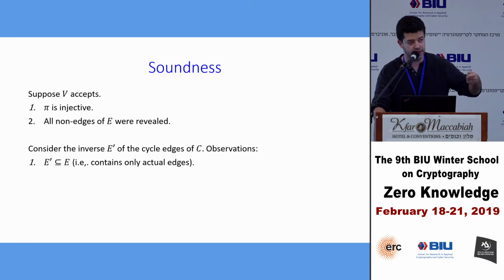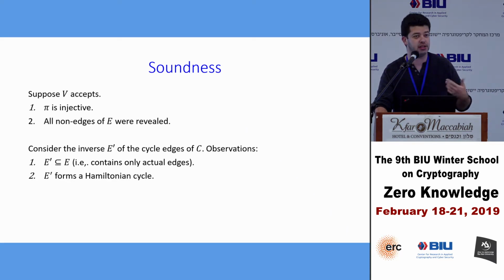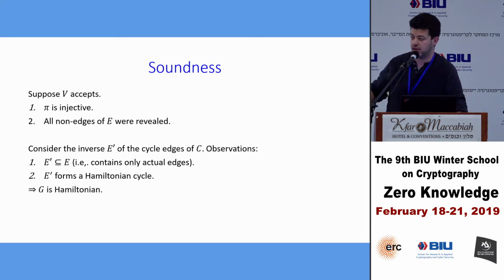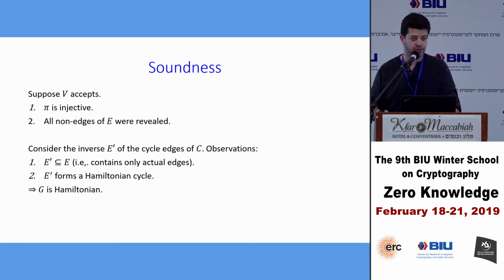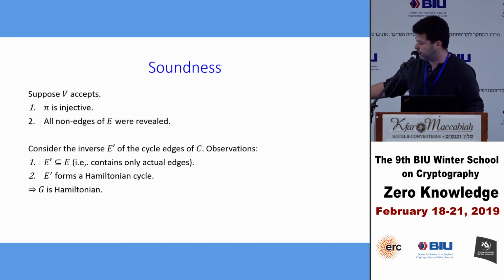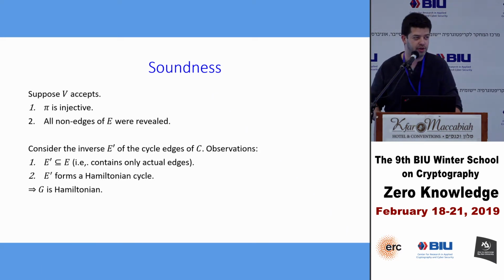Right? So E prime is actual edges. It cannot contain any non-edges in the original graph G, on the one hand. And on the other hand, because it's an inverse using an injective mapping of a cycle, it itself has to be a cycle. So bringing together these two facts, what we get is that E prime forms a Hamiltonian cycle in the graph G, meaning that G is Hamiltonian. So the conclusion is that if G were not Hamiltonian, then the verifier could not have accepted. And we're in the very rare case where we can get perfect soundness.